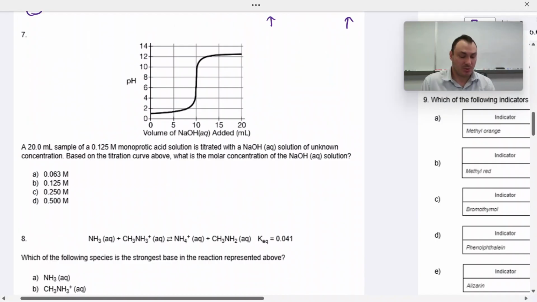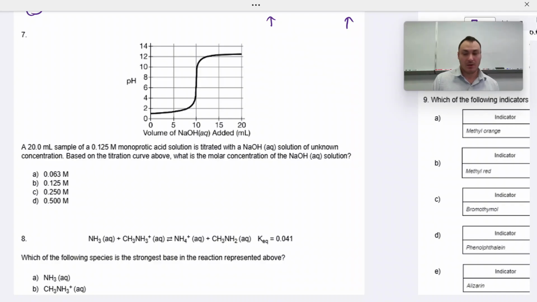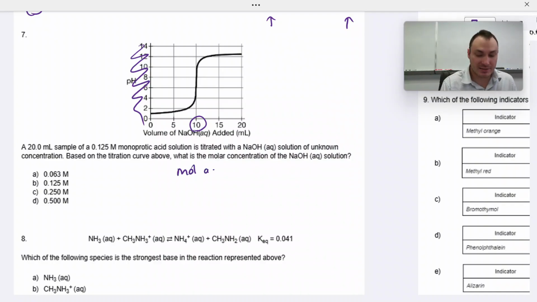A 20 milliliter sample of 0.125 molar monoprotic acid solution is titrated with sodium hydroxide of unknown concentration. Based on the titration curve above, what is the molar concentration of the sodium hydroxide solution? The way we're going to find it is by looking at the equivalence point. This question has nothing to do with pH. It has to do with how many moles of sodium hydroxide were needed to get to the equivalence point, because at the equivalence point, the moles of the acid equals the moles of the base.